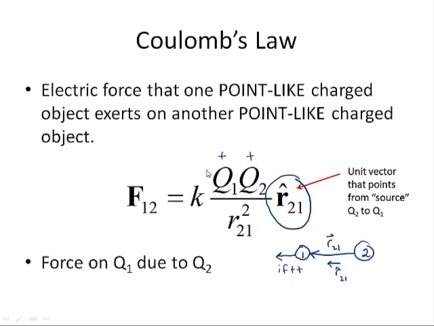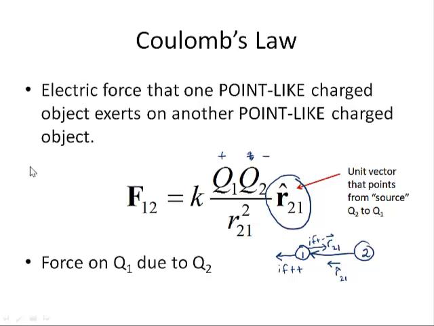However, if Q1 is positive, but Q2 instead is negative, that would make this value, K Q1 Q2 over R squared, negative. So the force would have to take the opposite direction of R21. So this unit vector is just a way to embed the direction into the vector version of Coulomb's law. We're actually not going to be using this vector version, but I thought I'd throw it out there just so that in the future, when you see it, it's not a surprise.